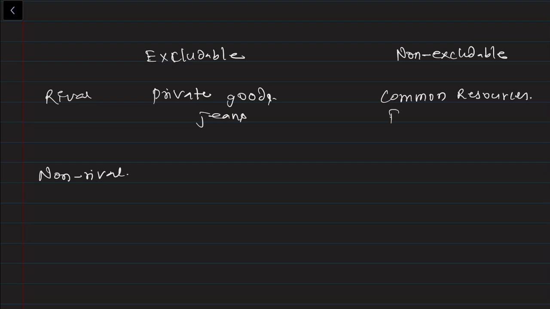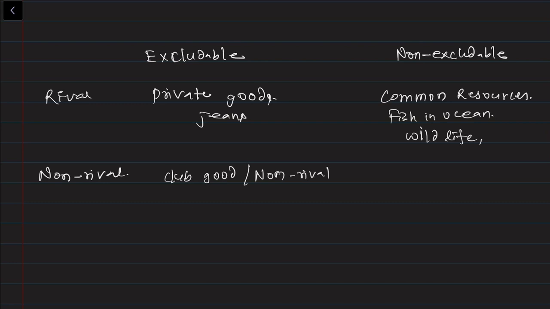For example, fish in the ocean, wildlife, public roads. Now whenever the good is non-rival and excludable, we call this a club good or non-rival private goods. For example, cable TV, Wi-Fi, digital music.